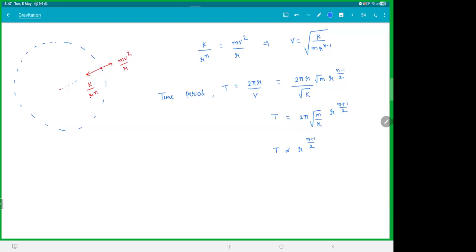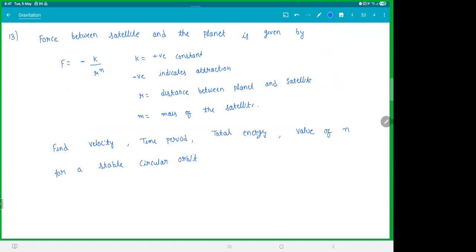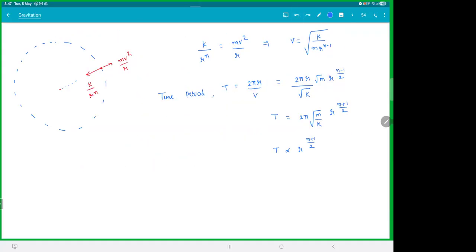If you get the total energy, you'll get the fourth part also. How to get the energy? Kinetic energy is half mv square. I already know how to get the potential energy. That's the catch.